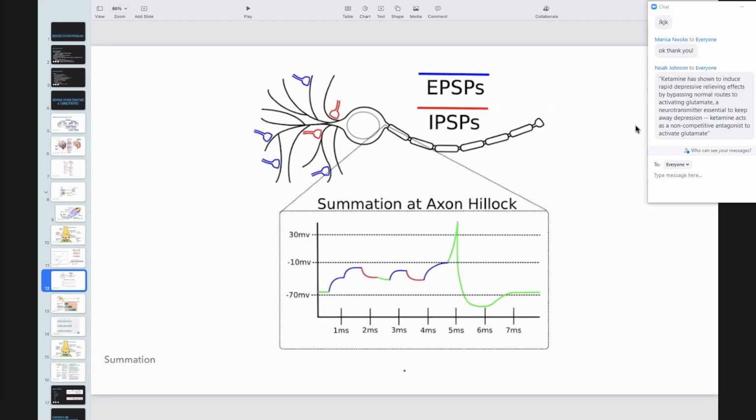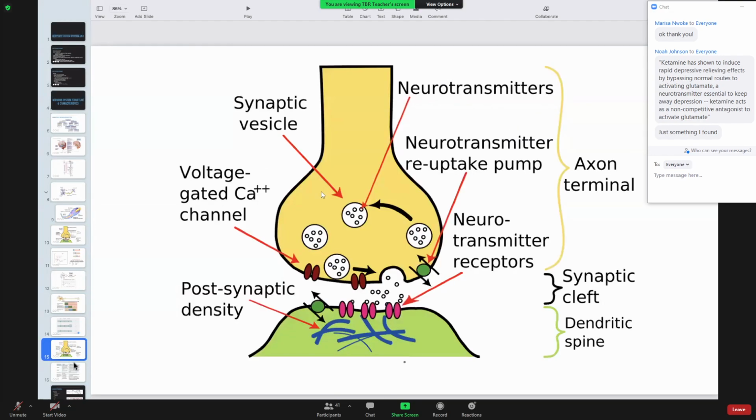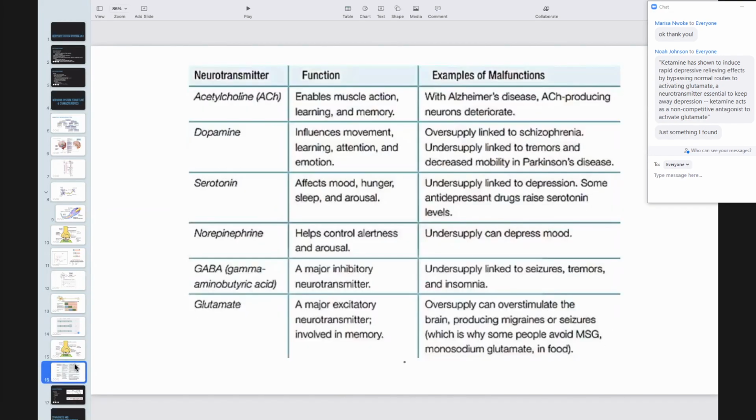Ketamine has shown to induce rapid depressive relieving effects by bypassing normal routes of activating glutamate. Oh, interesting. Okay. A neurotransmitter essential to keep away depression. Ketamine acts as a non-competitive... Interesting. Cool. What is glutamate? Fantastic question, right? So of the neurotransmitters, great little bridge there.